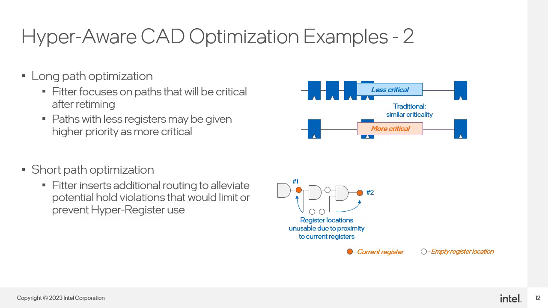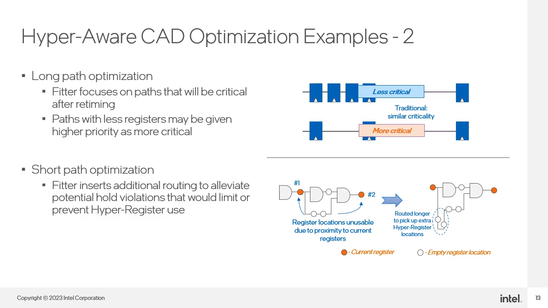This path is called a short path. During short path optimization, the fitter adds additional routing to a potential short path. Adding more routing means that there are more hyperregister locations available, and the Hyper-Retimer now has valid options in which to retime register number 2.